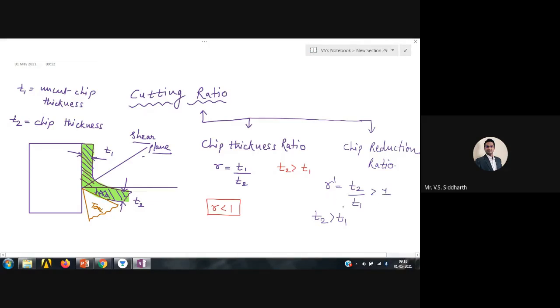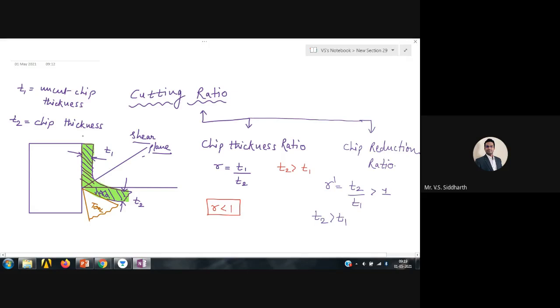Okay. No one asked me a question, sir, when the same material the tool is cutting, which is the uncut chip thickness, the same material, then why is the thickness of the chip more than that of T1? Do you have this question in your mind? Do you want me to explain or you got it? You got it or you want me to explain?